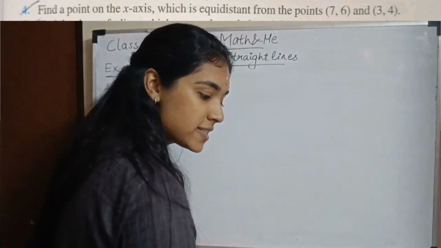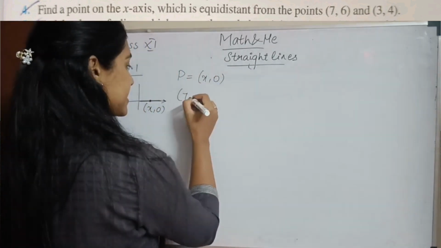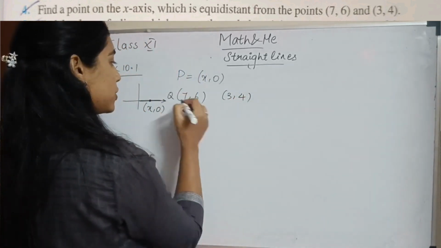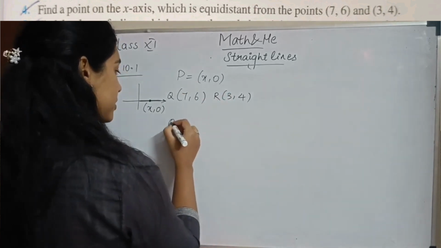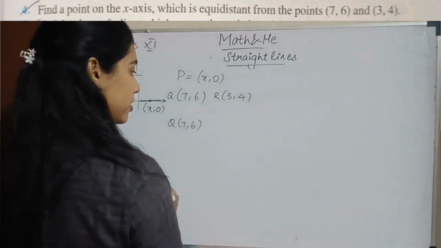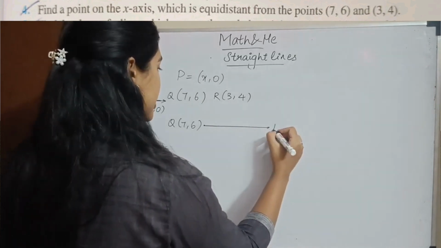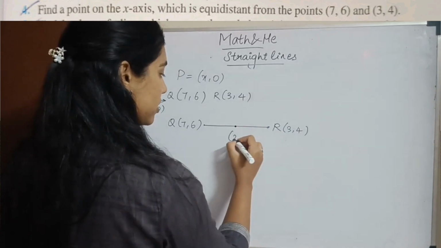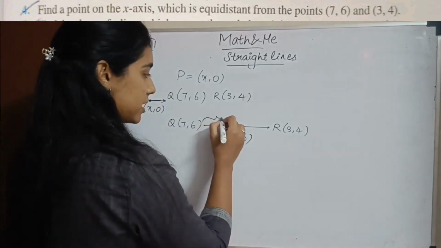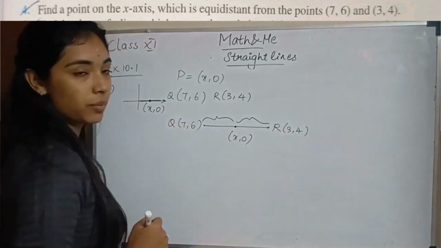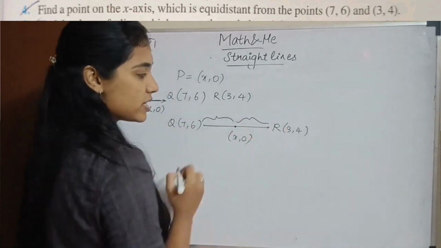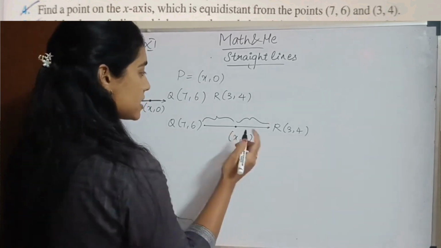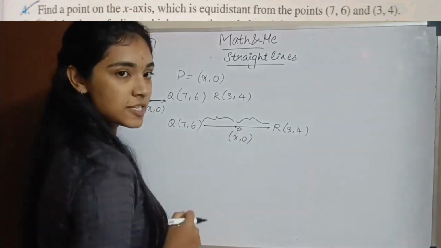We have two other points from which it is equidistant: (7, 6) and (3, 4). So let this be Q and let this be R. So you have Q (7, 6) somewhere here. This is the line segment QR, which is (3, 4), and P is somewhere on the x-axis, equidistant from both the points. So basically this distance is equal to this distance. You need to find what x is. So again you are going to use the distance formula. Distance QP equals distance PR.